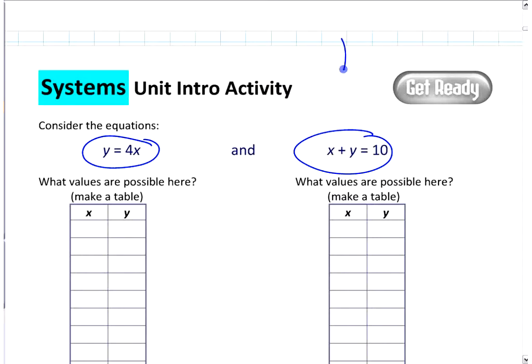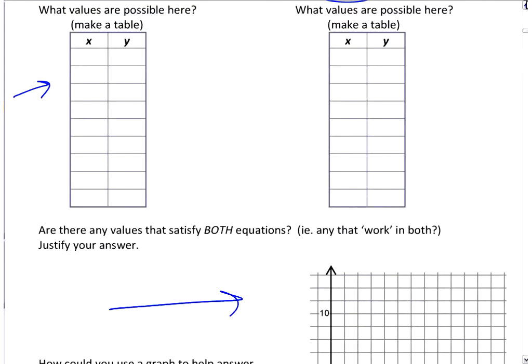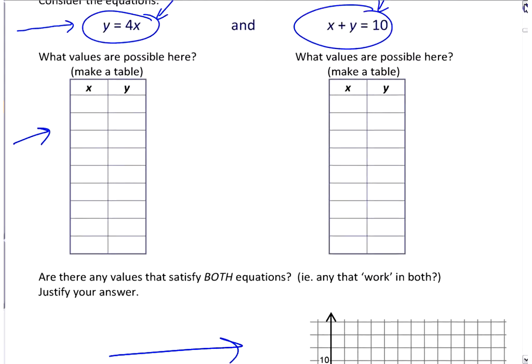Okay, so this introductory activity, if you've gone through and done it, you should have an insight into what we're going to do here. Each of these equations here is a linear function. What you're asked to do here is take both of those linear functions and create a table for them.